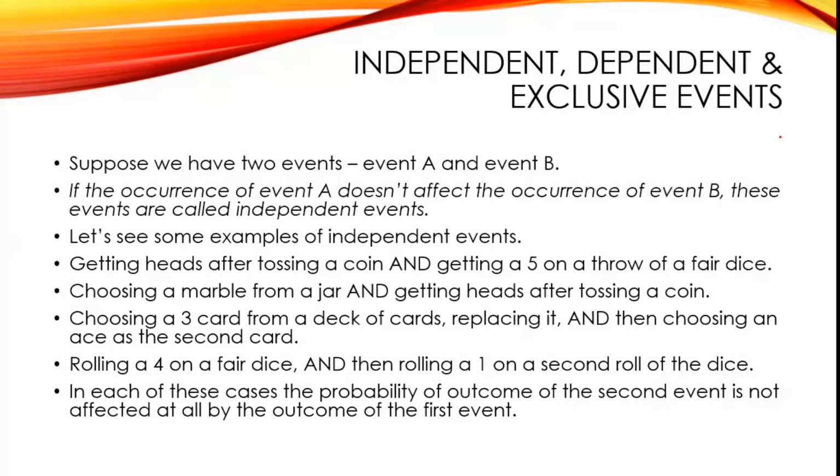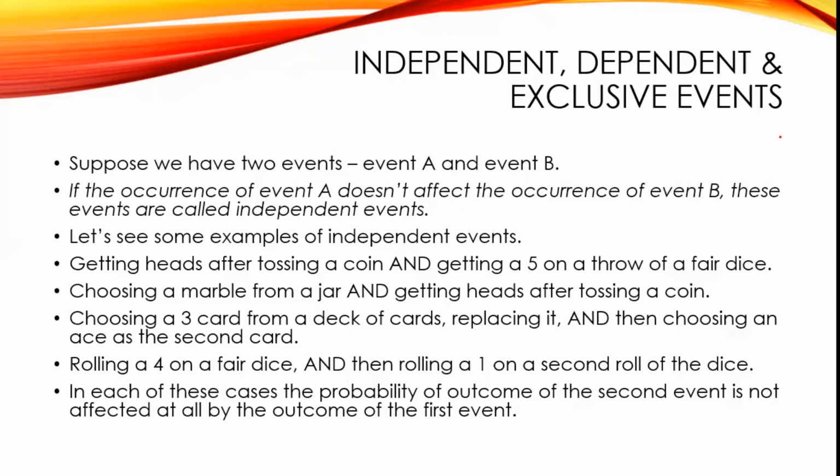When you toss a coin, it is head or tail, and when you throw a fair dice, getting a 5 is separate. There is no link. You cannot link these two things, so they can be referred to as independent events. Choosing a marble from a jar and getting heads after tossing a coin is also independent. Choosing a 3 card from a deck of cards, replacing it, and then choosing an ace as the second card is also independent.